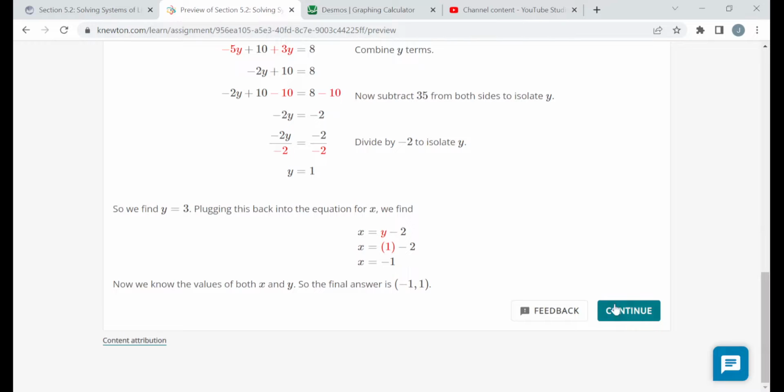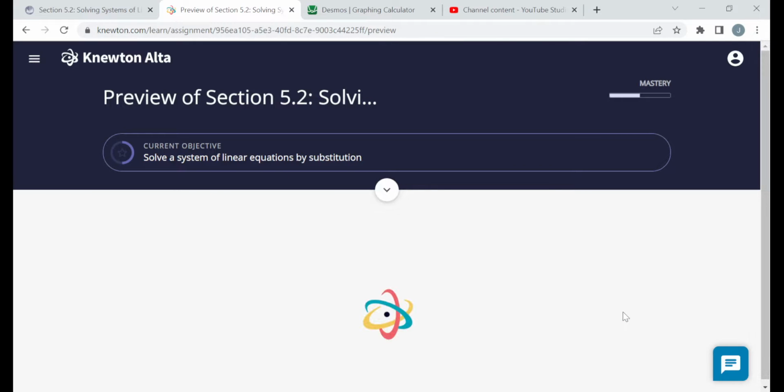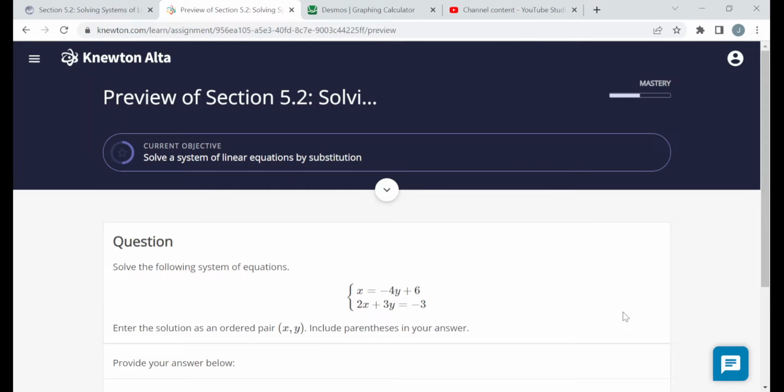And then the next question should be more of the same. So once again, it's already set up nicely where one of the equations is already solved for one of the variables. The first equation is solved for x.